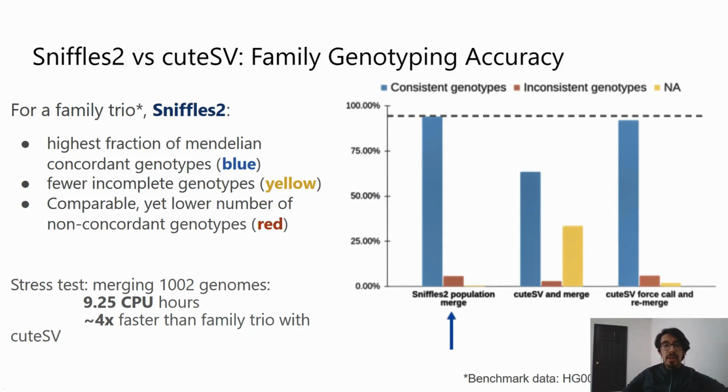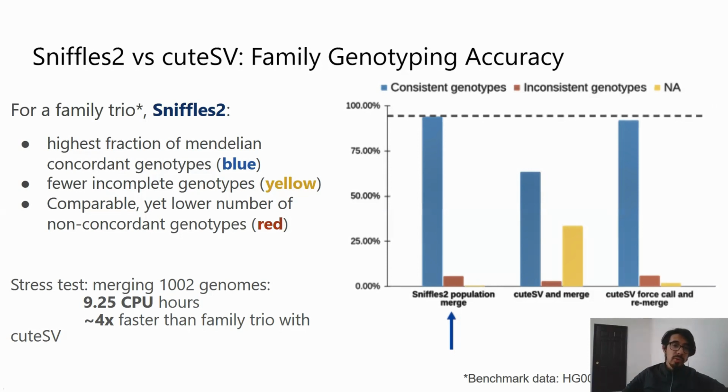Here, what we measure is the Mendelian error, meaning consistent genotypes are those that can be explained by Mendelian inheritance. Those that are inconsistent are cases that violate Mendelian inheritance, and those that are missing are cases in which the tool could not assess the genotype of a specific structural variant. We can show you here with the blue arrow that Sniffles 2 has a high number of Mendelian concordant genotypes, a low number of non-concordant genotypes, and a negligible number of incomplete genotypes.